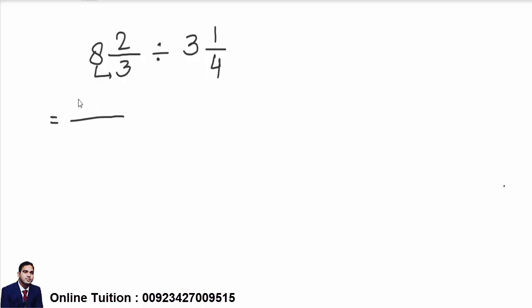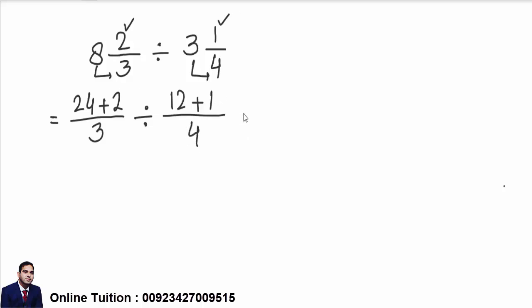8 3s are 24. 24 plus this 2, divided by 3. 3 multiply 4 is 12, plus this 1, divided by 4. Equal to sign, 26 divided by 3, division sign, 13 divided by 4.